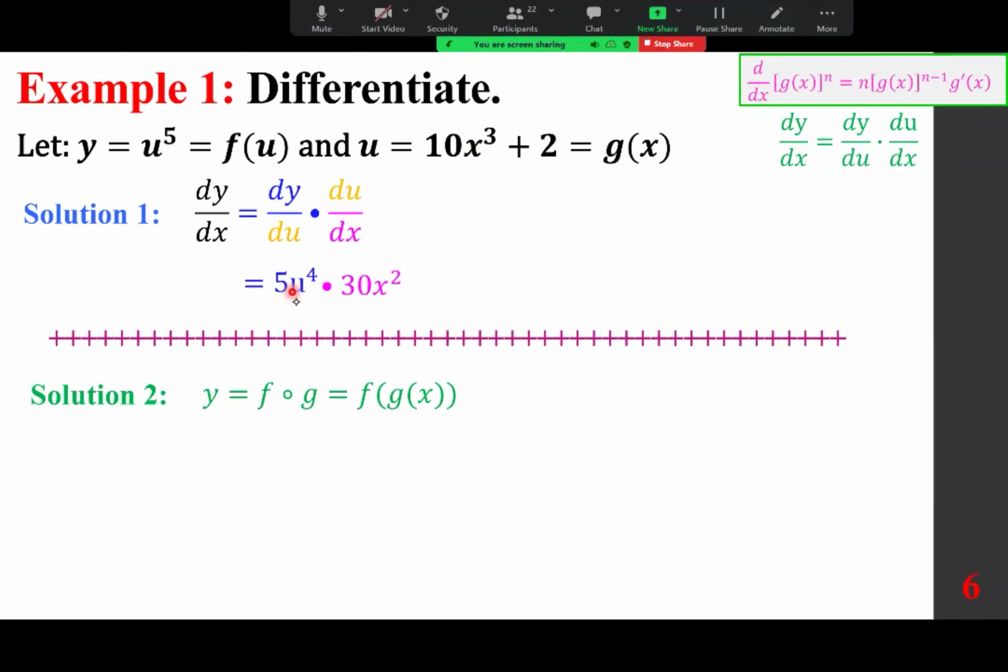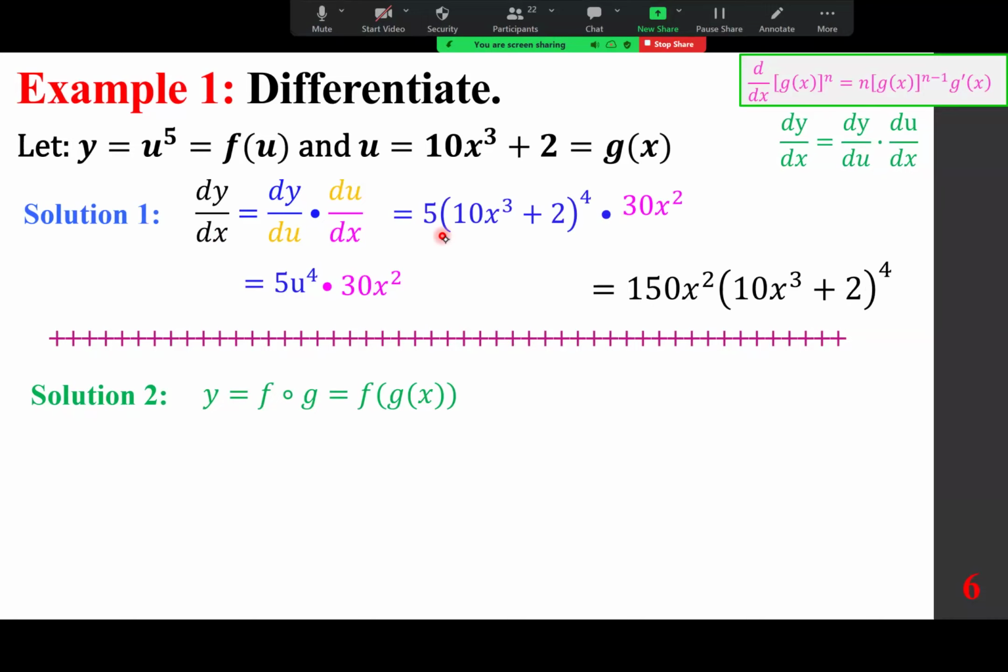Practically, you're done. Replace the u with 10x cubed plus 2 because you want the final answer to be a function of x, dy/dx. And now times 30x squared gives us, put them in front, 150x squared times 10x cubed plus 2 to the power of 4, and we're done.